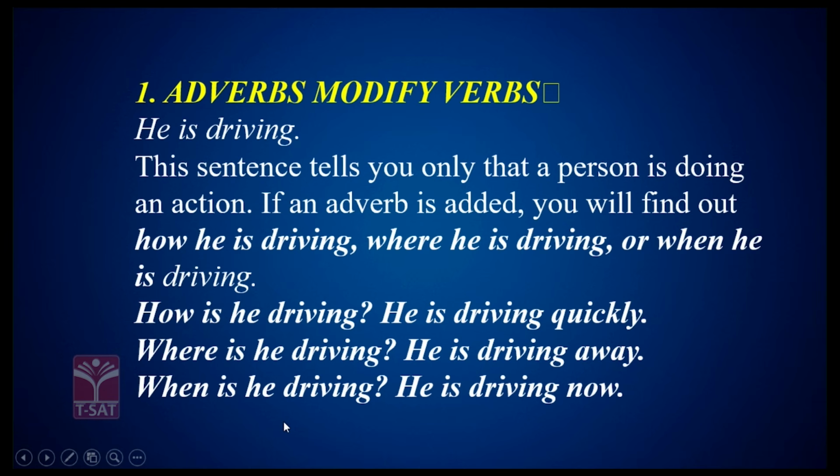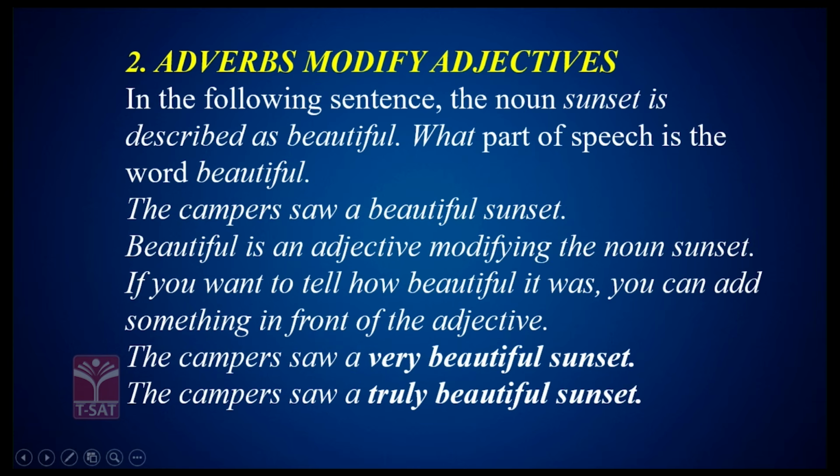When is he driving? He is driving now, right. So now, away, quickly, slowly, all these words are considered to be adverbs, because these words tell about the action which took place, called driving. In such a way, you will be able to identify the adverbs. Only one thing you should remember: adjectives modify nouns and pronouns, adverbs modify in general verbs, right. With these three examples, you can easily identify the adverbs in a sentence, right.